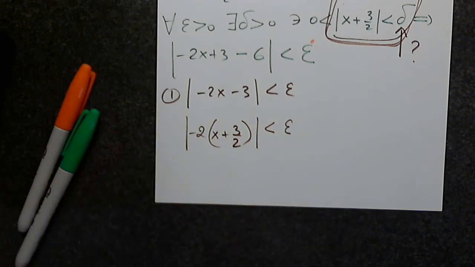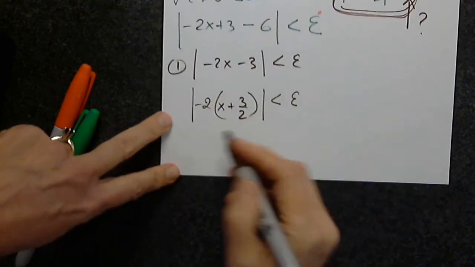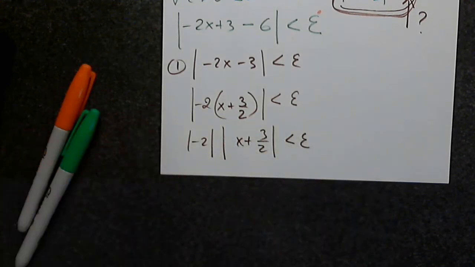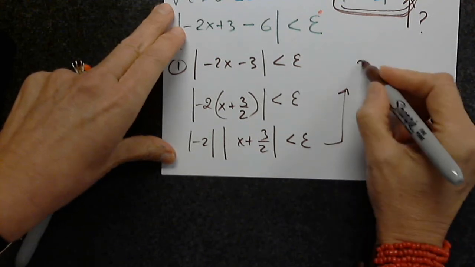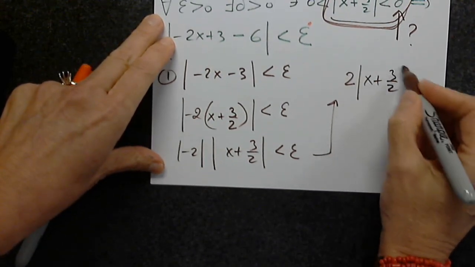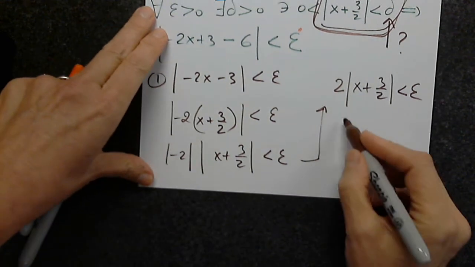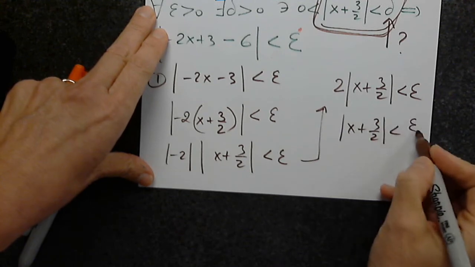Very good. Now I have to use the property of the absolute value. The absolute value of a product is the product of absolute values. And then I'm done. So the absolute value of negative 2, the absolute value of x plus 3/2, less than epsilon. I have to state this step. And then I have the absolute value of negative 2, which is 2. So I'm going to continue here to the absolute value of x plus 3/2 less than epsilon over 2.